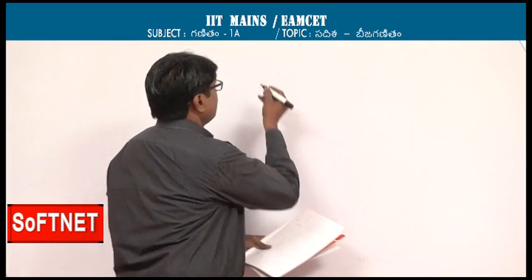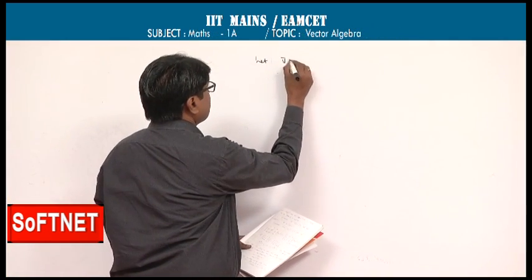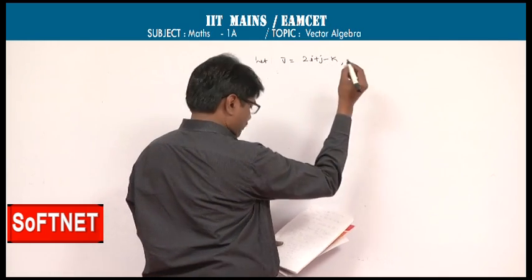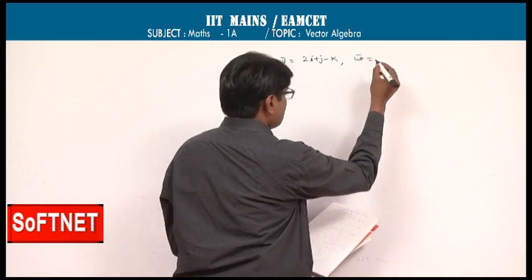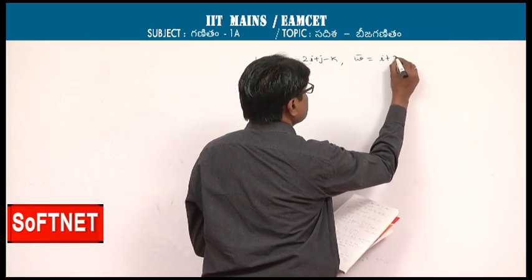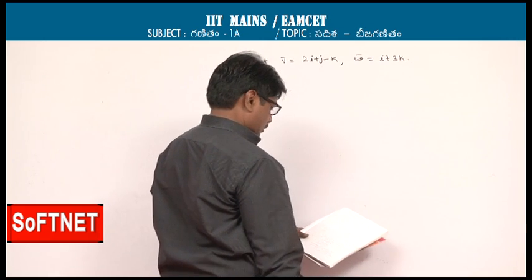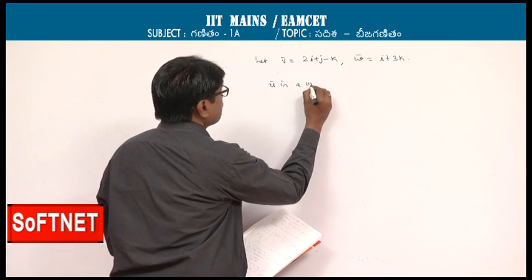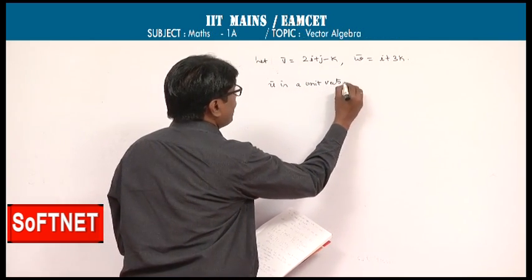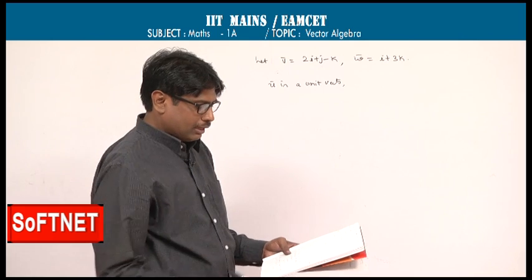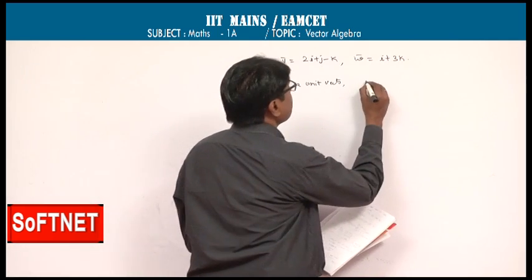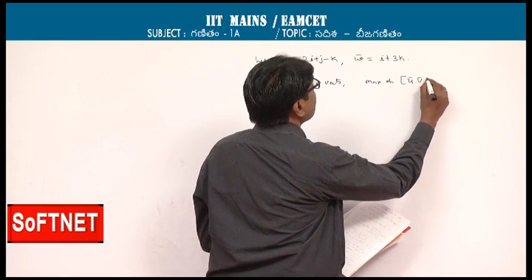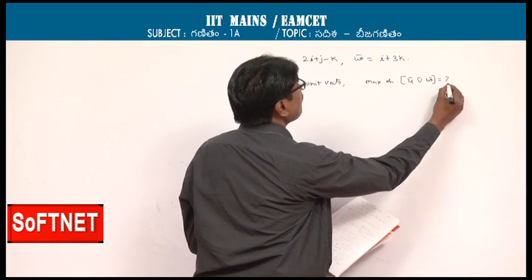Let v bar is equal to 2i bar plus j bar minus k bar, and w bar is equal to i bar plus 3k bar. U bar is a unit vector. Then what is the maximum of box UVW? Maximum of box of U bar, V bar, W bar is equal to how much?